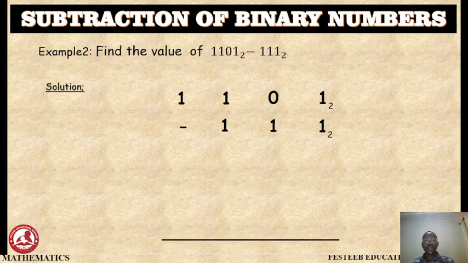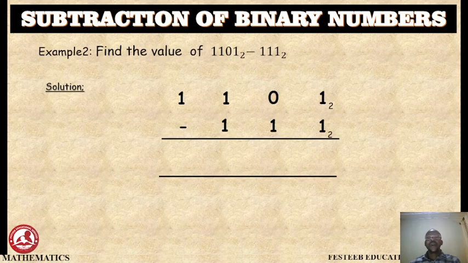Let us draw our 2 lines. And now, let's not forget where we used to start from. We must start from our right side. And then we get started with that. So 1 minus 1, that gives us 0. So we have to put our 0 here. So move to the next column.